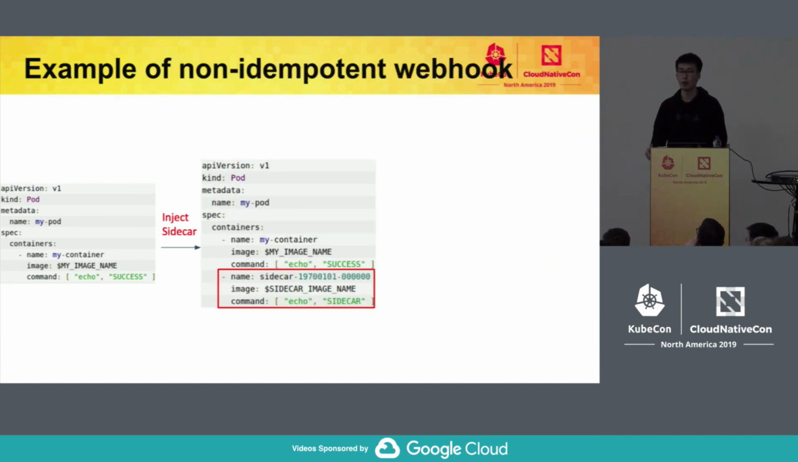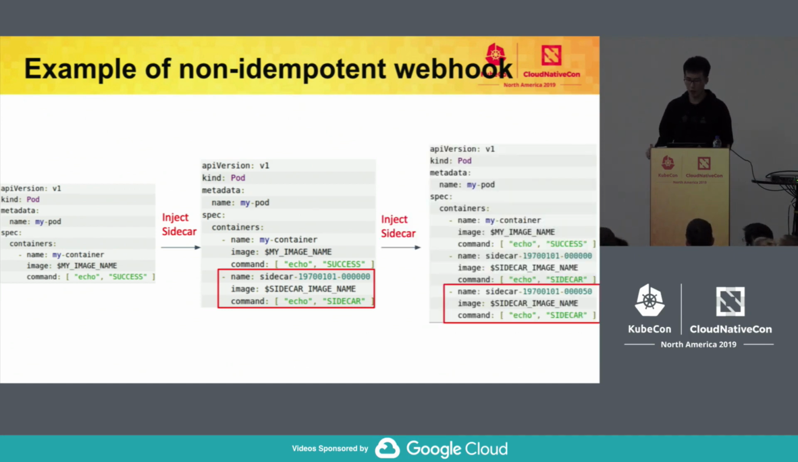To give you an example of a non-idempotent webhook, imagine we still have an inject sidecar webhook, but this time the webhook appends a sidecar container to the container list with name suffixed by the current timestamp. This webhook is not idempotent because if you apply it again on the output of itself, you will end up with two sidecar containers with slightly different names. This is probably not what we wanted.